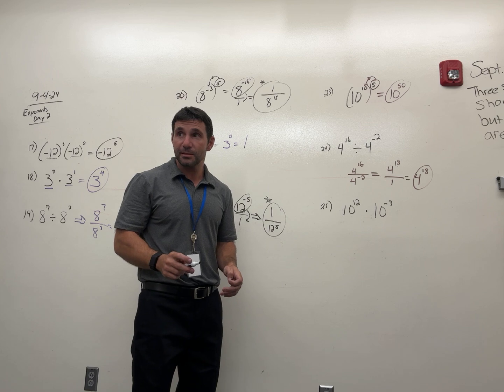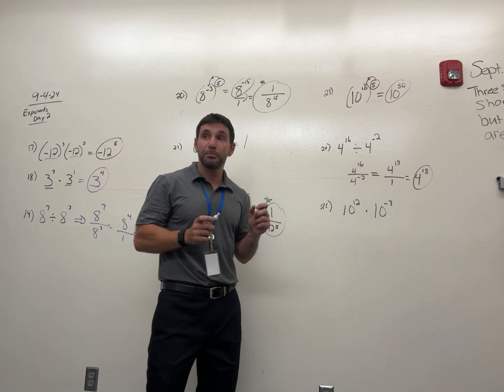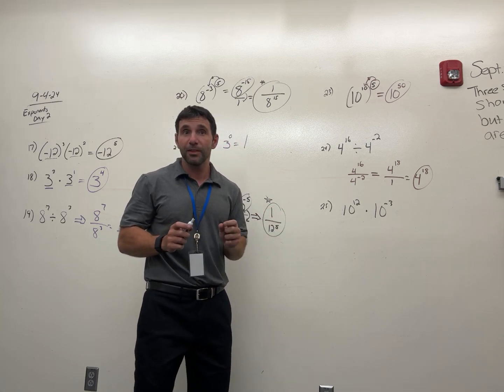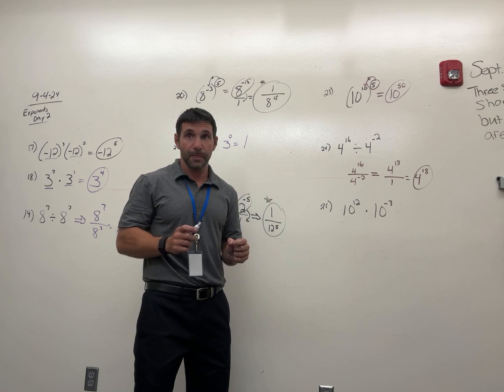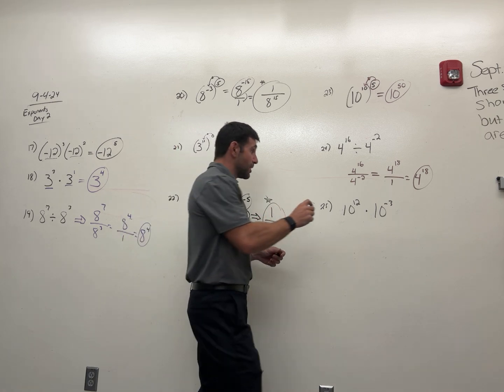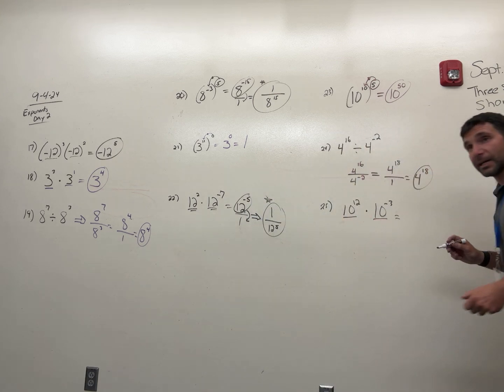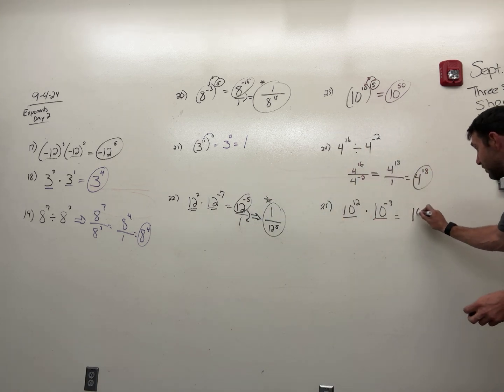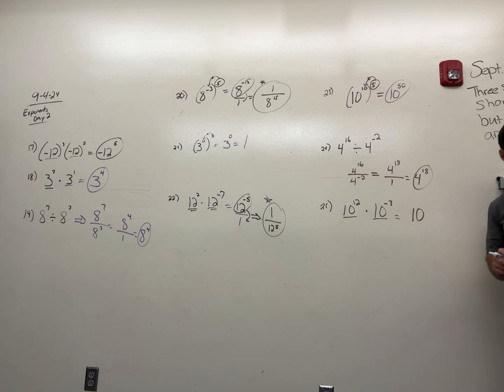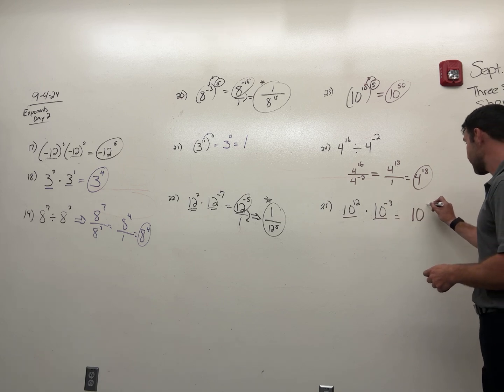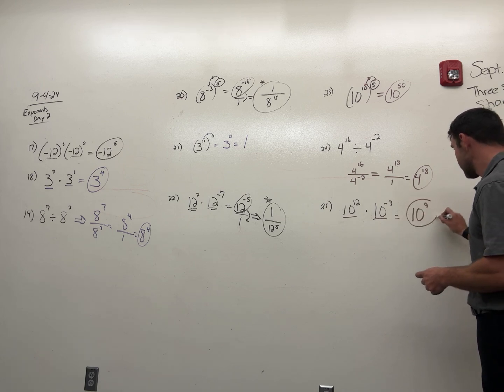Last but not least, do we have like bases? Whoa! Do we have like bases? Yes. The base is 10. When we're multiplying like bases, we keep the base. And what do we do with the exponents? When we're multiplying, we add them. 12 plus a negative 3 is 9.